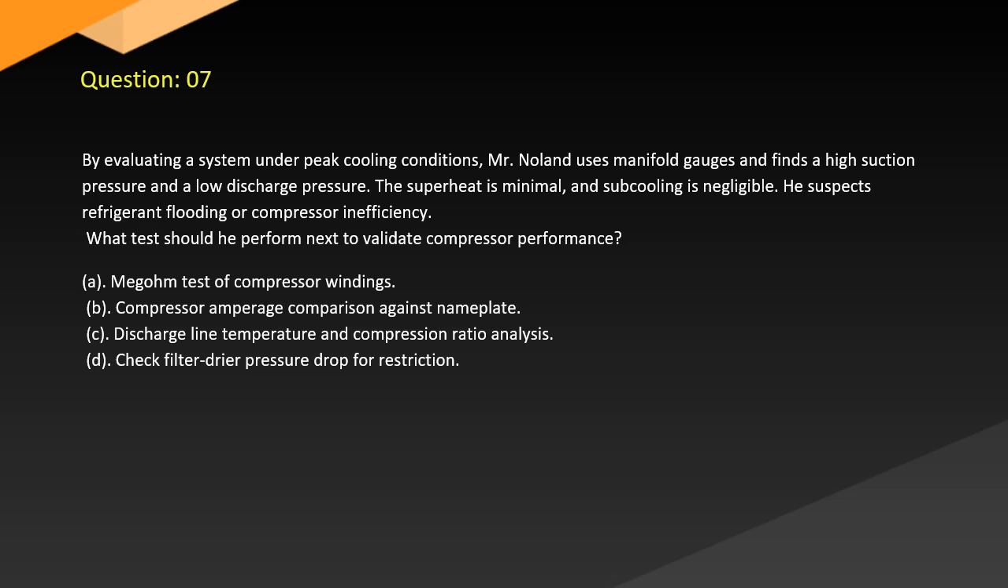Question 7. By evaluating a system under peak cooling conditions, Mr. Noland uses manifold gauges and finds a high suction pressure and a low discharge pressure. The superheat is minimal and subcooling is negligible. He suspects refrigerant flooding or compressor inefficiency. What test should he perform next to validate compressor performance? A. Megohm test of compressor windings. B. Compressor amperage comparison against nameplate. C. Discharge line temperature and compression ratio analysis. D. Check filter drier pressure drop for restriction.